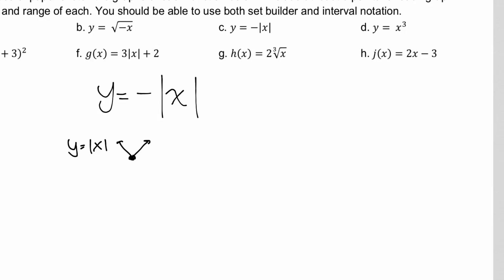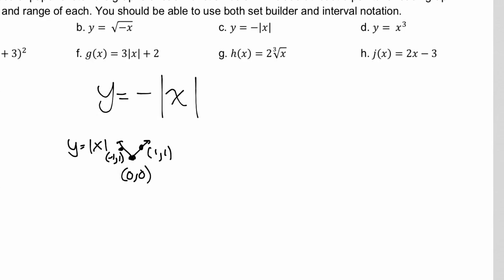It has its little V point right at the origin, 0, 0, and it goes up to the right and up to the left, having all positive values normally. So we'd have like 1, 1, and we'd also have -1, 1, like that. But this is the opposite of that function.